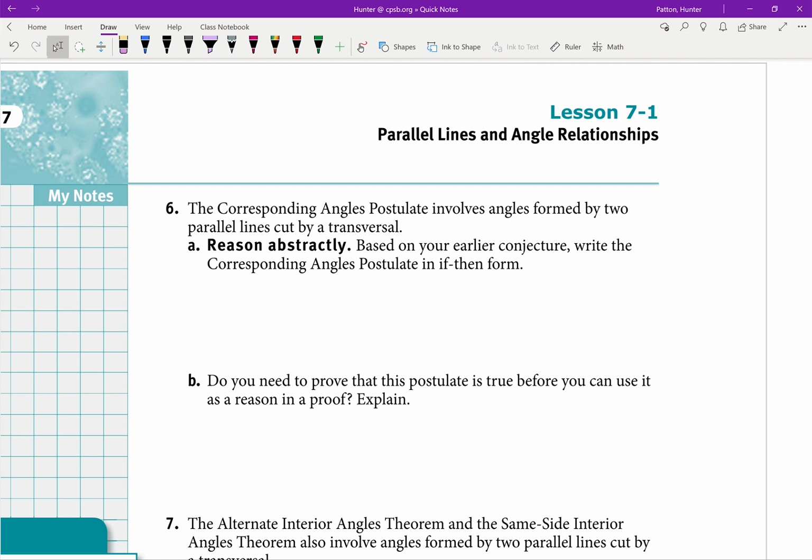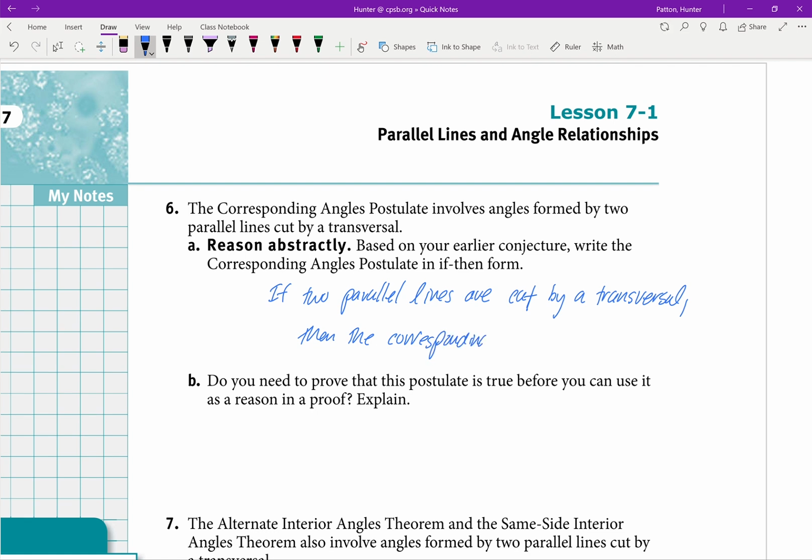So, if two parallel lines are cut by a transversal, then the corresponding angles are congruent.